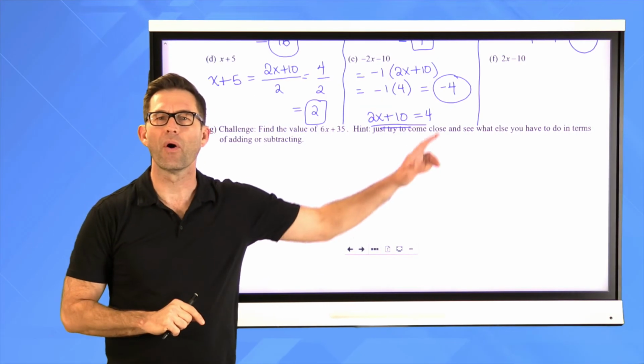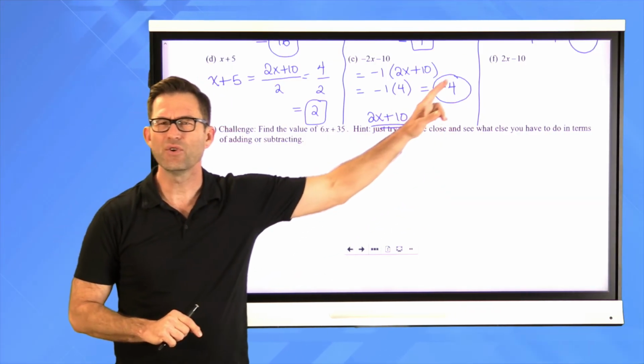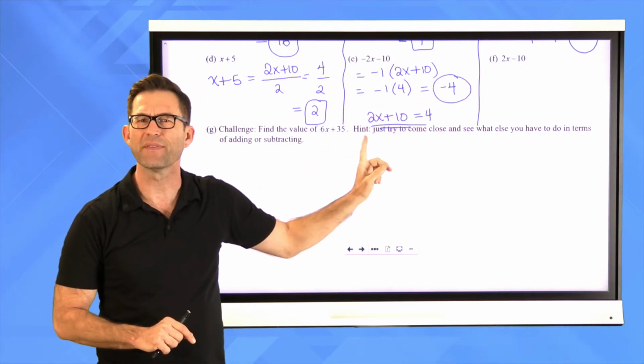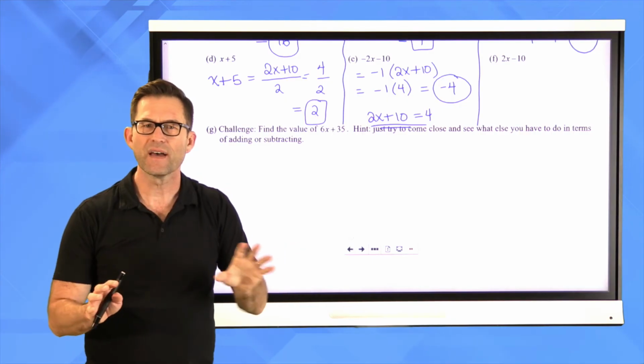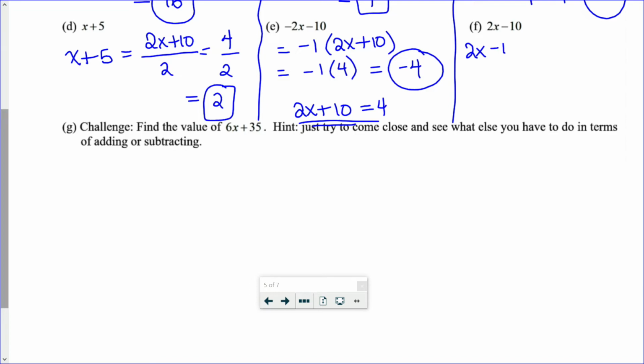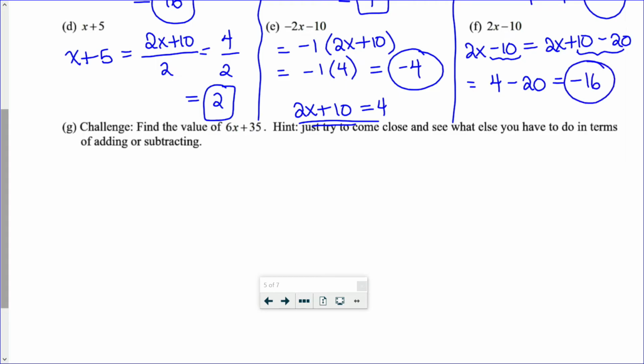Now, maybe the hardest of them all, 2x minus 10. How does 2x minus 10 compare to 2x plus 10? Well, again, the 2x's are the same, but that plus 10 is the tricky thing compared to the minus 10. If you think about it, we want to get that plus 10 involved. How would I have to modify this in order to get that? I'd have to subtract 20. So in other words, in order to get the negative 10 involved, I'd have to have a positive 10 minus 20, which would then be 4 minus 20, which would be negative 16.